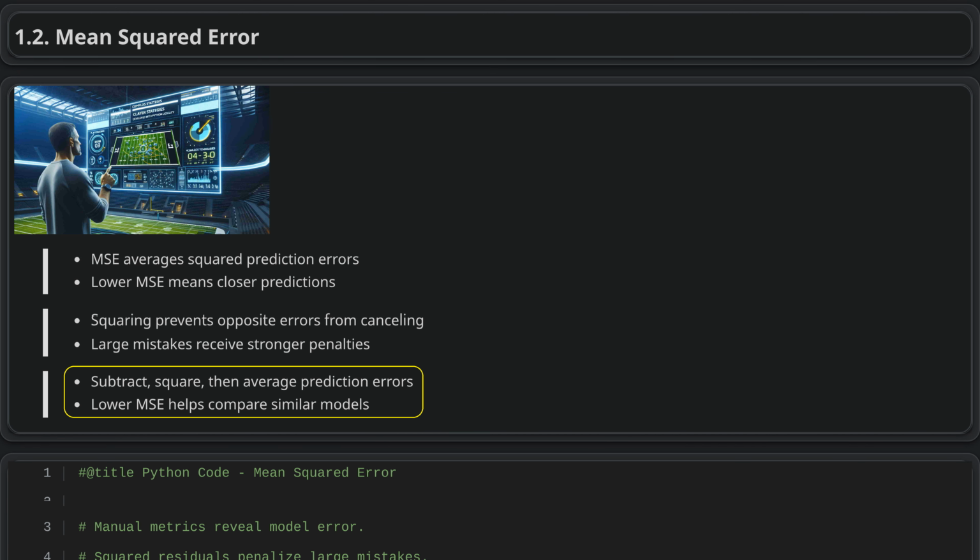Mean squared error is found by comparing each prediction with the actual value, squaring the differences, and averaging them. Calculating it manually helps clarify that it measures prediction error, with larger mistakes penalized more strongly. Although the result is in squared units, it is useful for comparing models on the same dataset, where a lower value usually means better predictions.